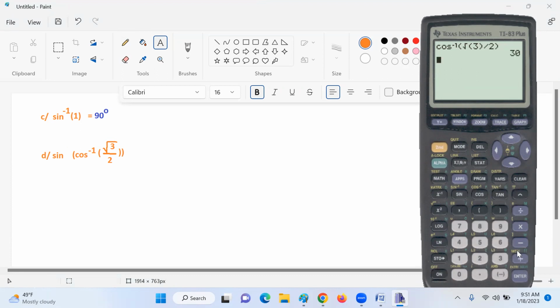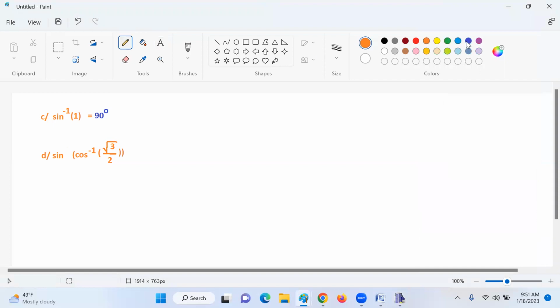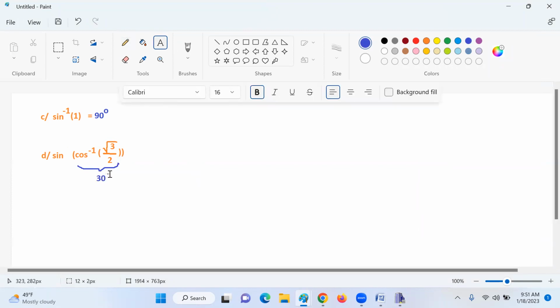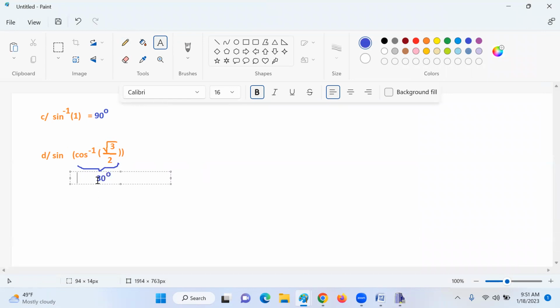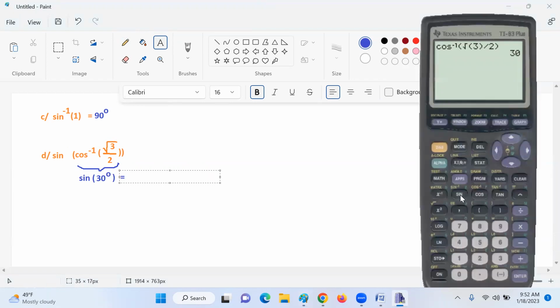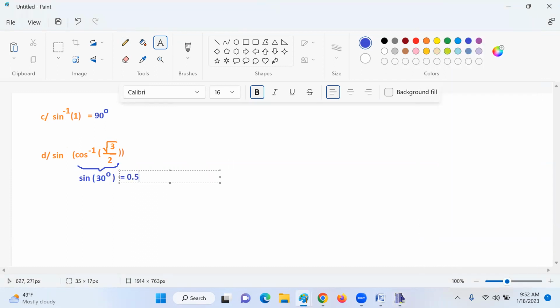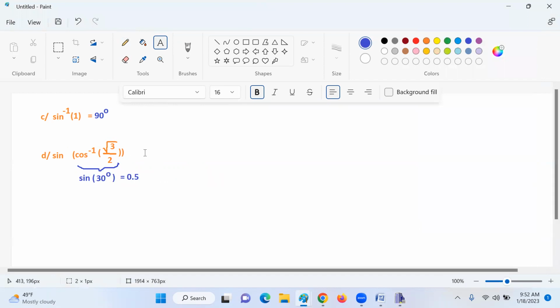Okay, let's check it out. So 30°, are we good? Are we good with this, people? So we can figure it out first, and then we can replace it by a sine or cosine. So this is 30°. Are we good, people? And then we can take the sine of 30°, and it's going to give you the sine of 30° equal to 0.5. Are we good? Is that good, people? So that will be 0.5.